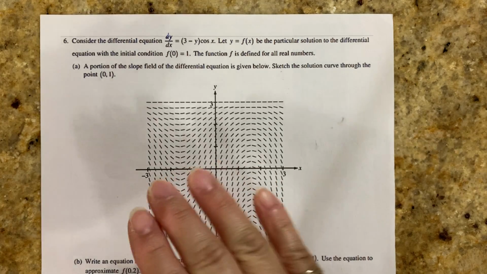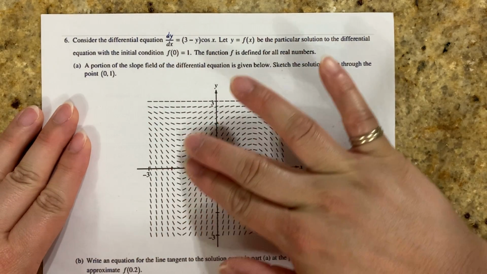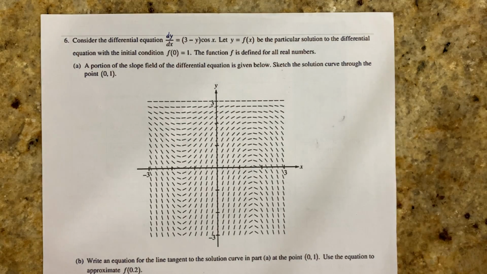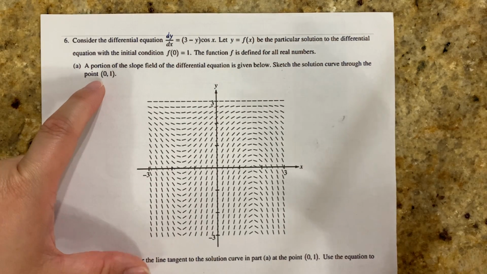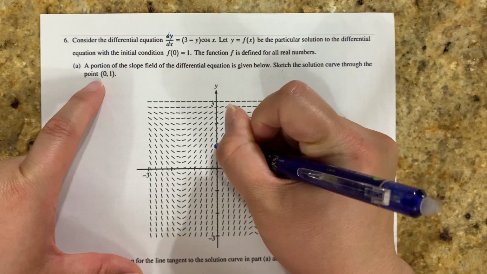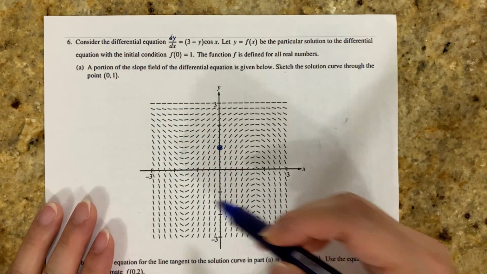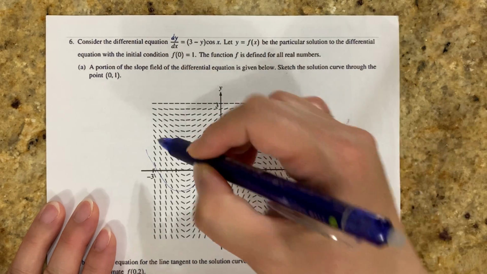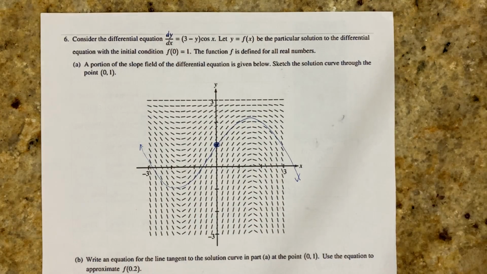So you kind of see this curve goes down, up, and then down, kind of like a trig function, right? It has to go through (0, 1), so let's mark that point first. (0, 1), nice and clear. And then you just draw a curve that goes through that point. That's it, nice and simple.